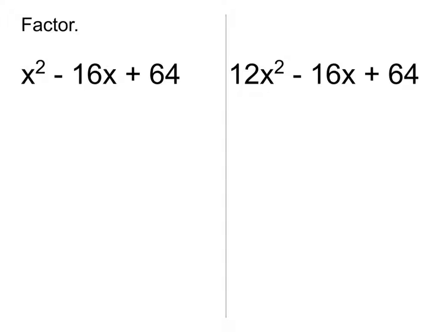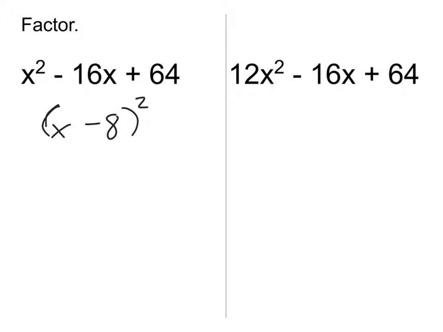Instead, that tells me that my answer is going to be formatted like this: x minus h, squared. And so, we got the x there. To find out what that number is that's on the inside, you take the middle number, divide it by 2. What's negative 16 divided by 2? Negative 8. Now notice it's negative, and so I got to have the negative in front of it here.